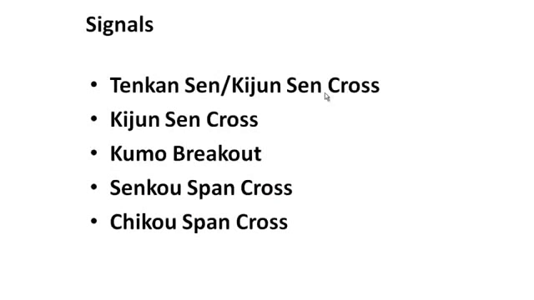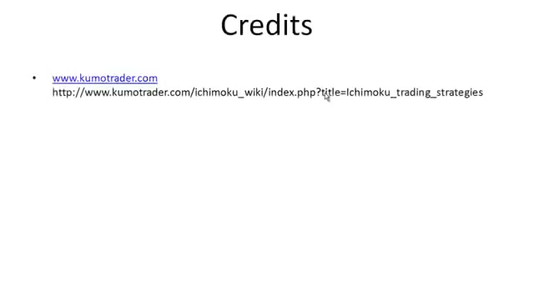The signals are the Tenkan-sen, Kijun-sen cross, I'll just say TK cross, which is where price actually passes through Kijun and closes above. The Kumo breakout, which is where price actually breaks above the Kumo and closes above same. The Senkou span cross, which is also called the Kumo twist, which signals a change of trend, and usually I use that for a confirmation signal. And the Chikou span cross, where Chikou actually crosses through price, and it's used for confirmation as well.